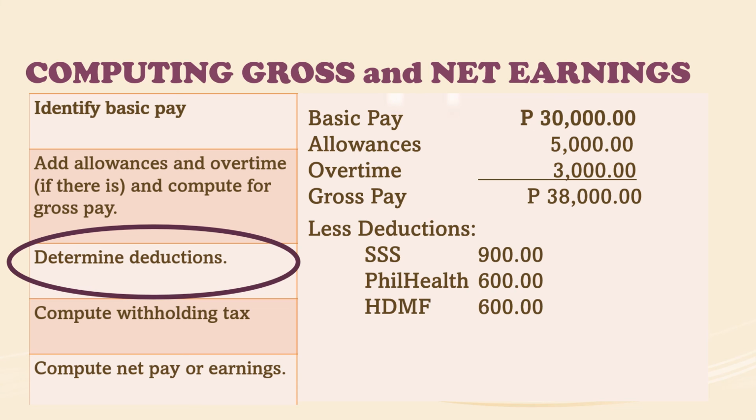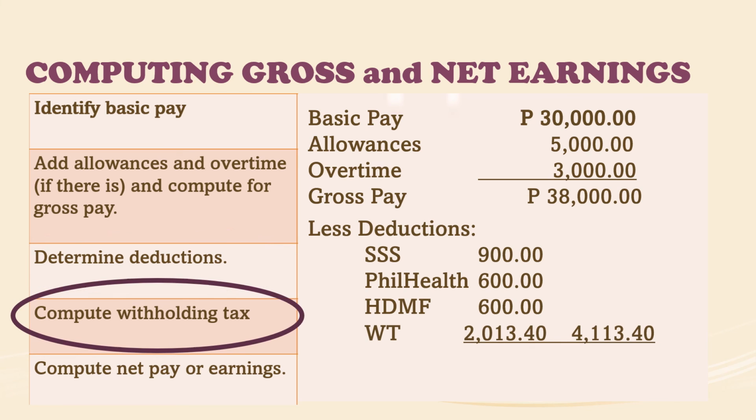Now let's determine deductions. So for example, we have 900 as SSS, for PhilHealth 600 pesos, for HDMF or Pag-IBIG is 600 pesos. Now let us compute for the withholding tax. So for example, we have 2,013 pesos and 40 centavos as withholding tax. So total deductions is 900 plus 600 plus 600 plus 2,013 and 40. That will be 4,113 pesos and 40 centavos.